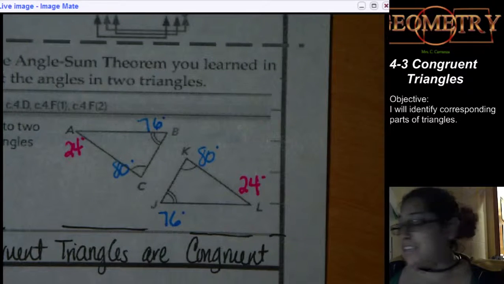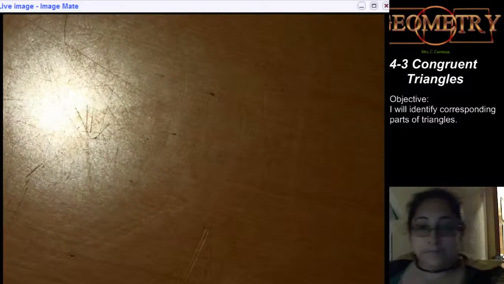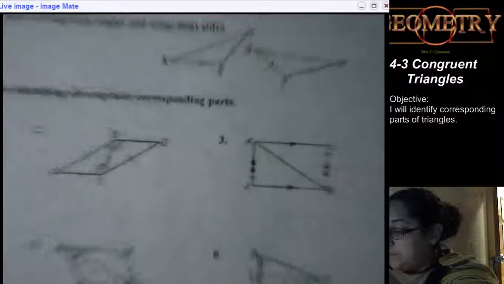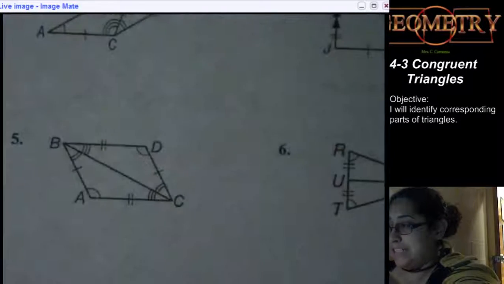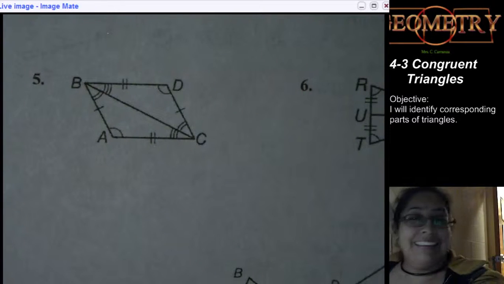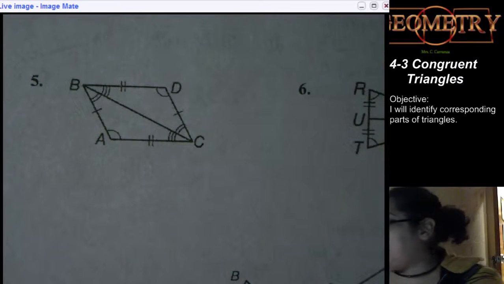Let's do the examples on the study guide. Pick a number between 1 and 6. 7, 8, 5, 5. Between 1 and 6. Oh, my God. We're looking at number 5, the number that got called out first.